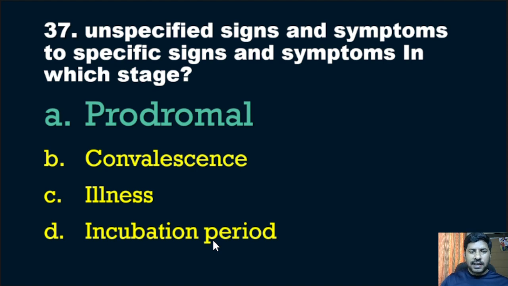And then the final stage, fifth stage, is convalescent stage. So these are the 5 stages of disease. First one is incubation period. Next one is prodromal period. Third one is illness period. Then fourth one is decline period. Last and final one is convalescent period.